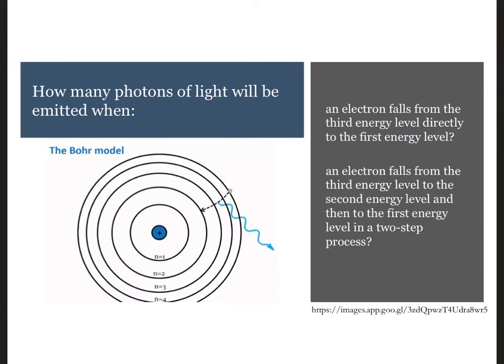How many photons of light are emitted during these transitions? It depends on how the electron drops back down to the ground state. If an electron falls directly from the third level to the first level, 1 photon will be emitted. If, however, the electron falls to the second energy level, then falls again to the first energy level in this distinct two-step process, then we'll see 1 photon emitted for each electronic transition.